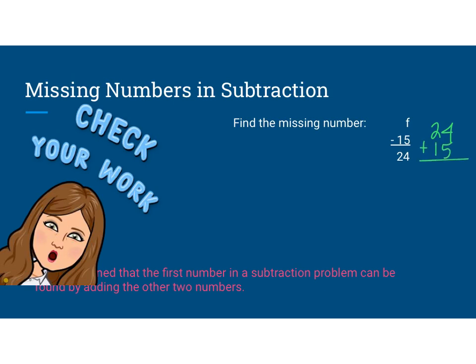Okay, y'all go ahead and solve that on your whiteboards, and if you're at home, go ahead and press pause and solve that at home. Okay, so on this one, what you should have gotten was 39, which means that f is equal to 39. That is my missing number.